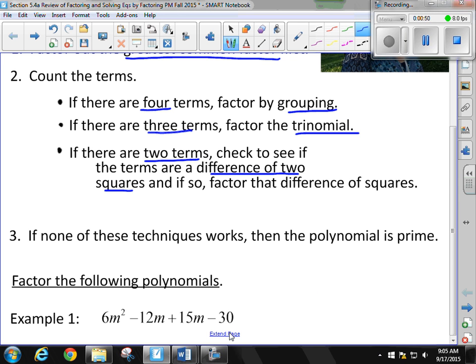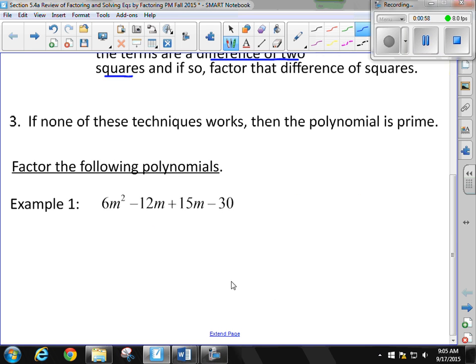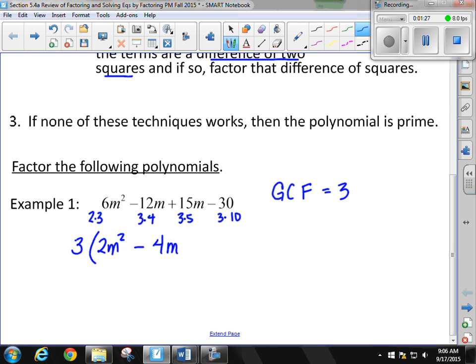So we're going to start off with this first polynomial here. We want to look at step 1, which says factor out the greatest common factor first. When I look at this, I recognize that there is a common factor. My greatest common factor is 3. 6 is 2 times 3. 12 is 3 times 4. 15 is 3 times 5. And 30 is 3 times 10. So if I factor out my common factor of 3, I'm left with 2m squared minus 4m plus 5m minus 10.